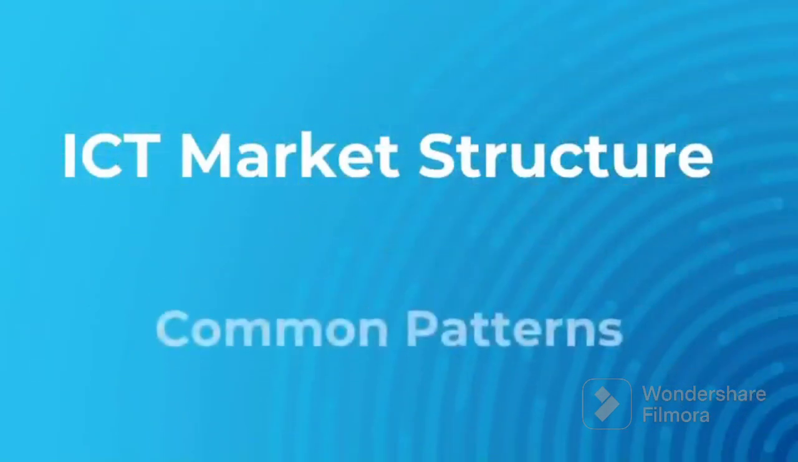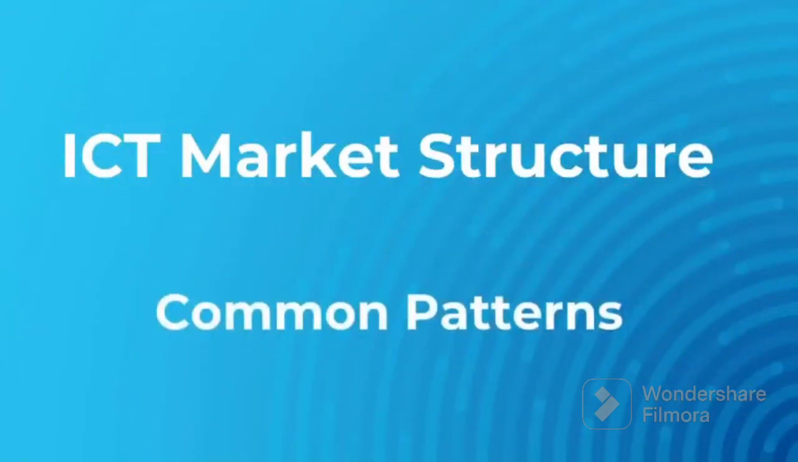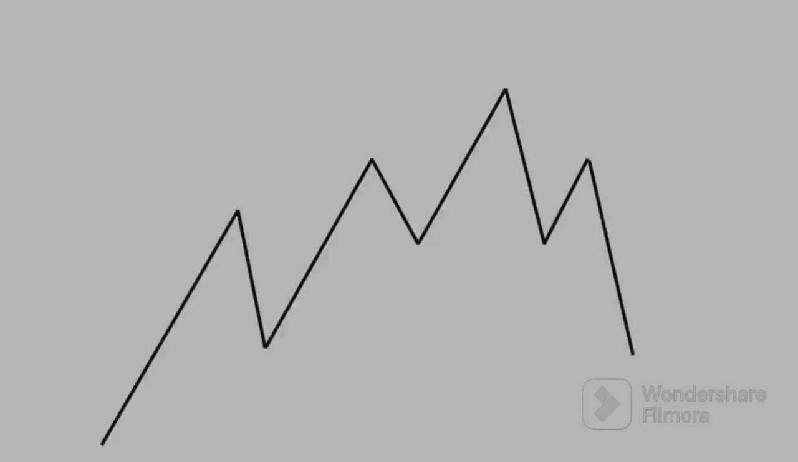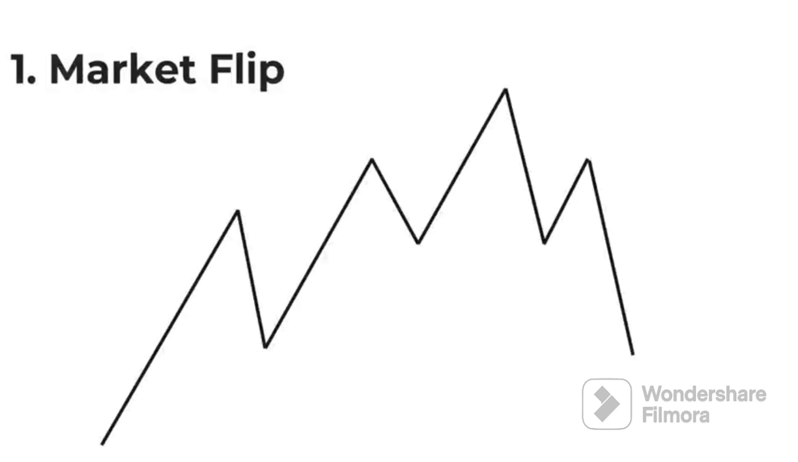Now, let me show you some of the common ICT market structure patterns and how we approach them when they happen on the chart. The first pattern is called the market flip. This pattern happens at the end of the trends when they get exhausted, resulting in a direction change.